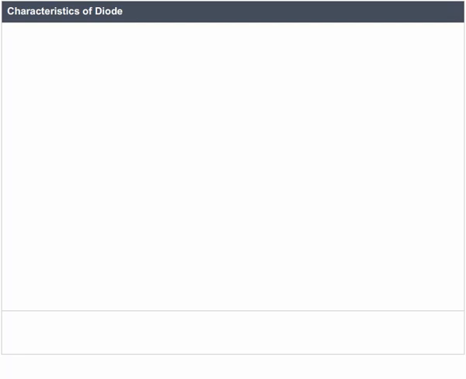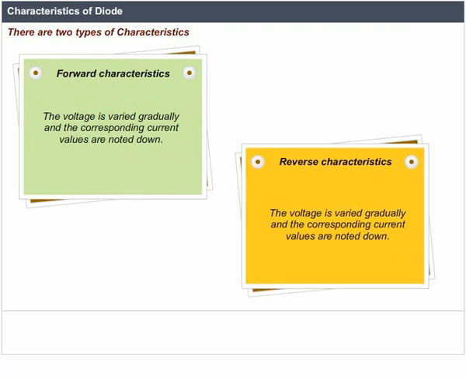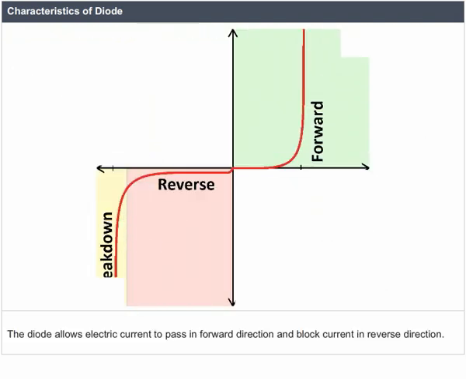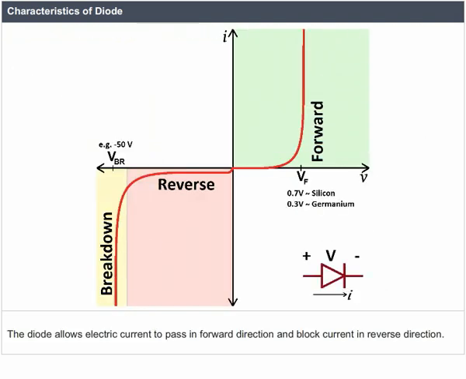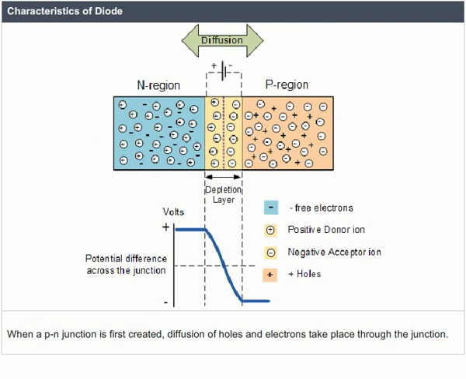Characteristics of diodes. There are two types of characteristics. Forward characteristics: the voltage is varied gradually and the corresponding current values are noted down. Reverse characteristics: the voltage is varied gradually and the corresponding current values are noted down. The diode allows electric current to pass in forward direction and blocks current in reverse direction. This is given by IV characteristics. The shape of the curve is determined by the transport of charge carriers through the depletion layer that exists at the PN junction. When a PN junction is first created, diffusion of holes and electrons takes place through the junction.